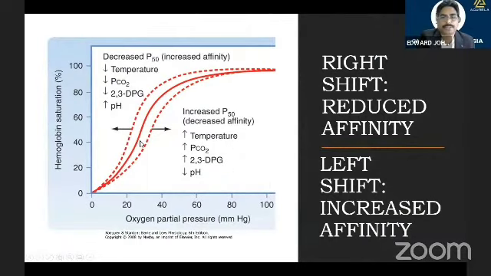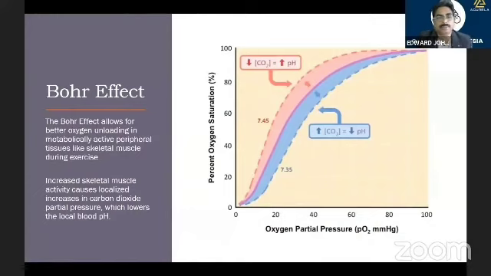So coming to the ODC, it has a right shift and a left shift. Right shift has a reduced affinity for the oxygen, so it releases the oxygen to the tissues. Whenever there is increased temperature, increased PCO2, increased 2,3-diphosphoglycerate, and when the medium is acidosis. When it is alkalosis, with decrease in 2,3-diphosphoglycerate, and carbon dioxide hypocarbia and hypothermia, it is shifted to the left and increases the affinity.